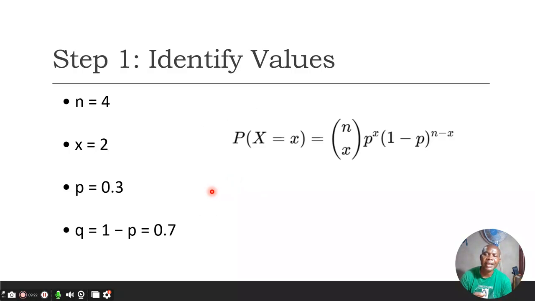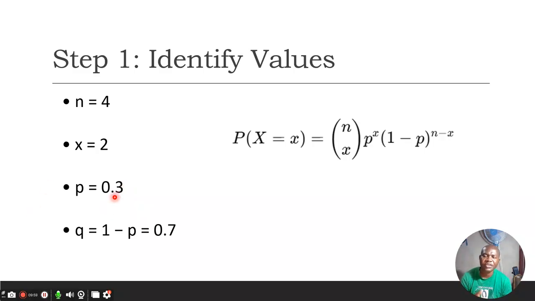Now, the first step you are going to take is to identify the values in the formula. The formula has been clearly stated here. You want to identify each individual value. n stands for the number of trials. x is the desired event of interest. And then we have p, which is the probability of success, given as 0.3. Now, it's important to understand that in binomial distribution, success is a complement of failure, and failure is a complement of success.